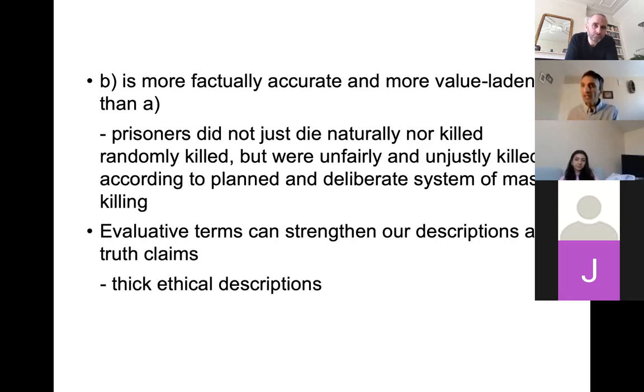So our values help to identify the facts. Our values are important because they help us to identify which of the statements is more accurate than the other. And as I said there, prisoners didn't just die naturally or get killed randomly, but they were deliberately targeted and unfairly, unjustly killed, as you rightly point out, Jyoti.